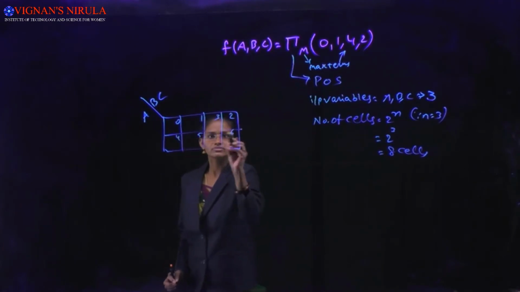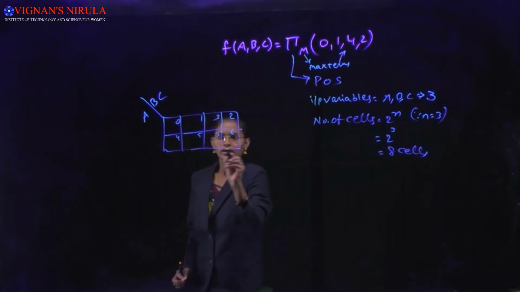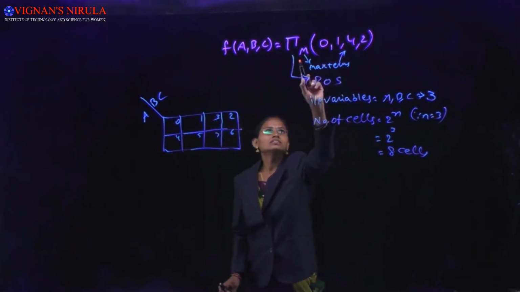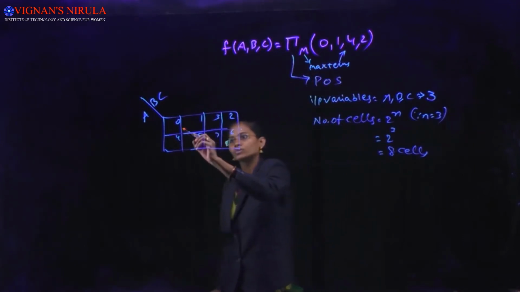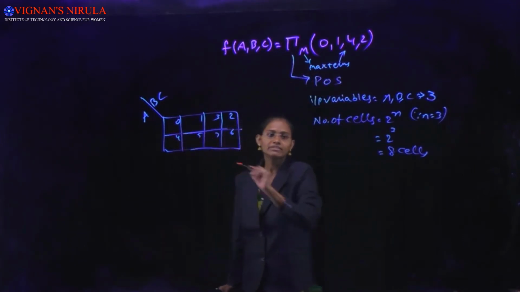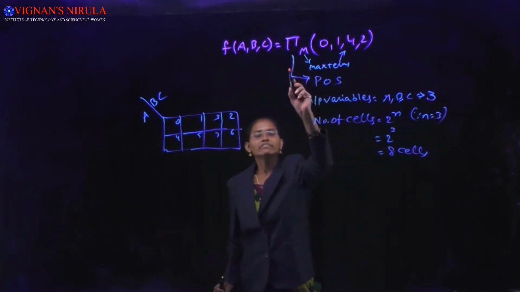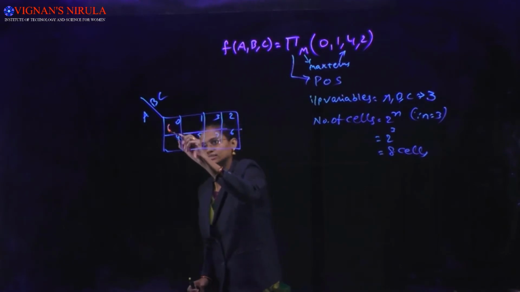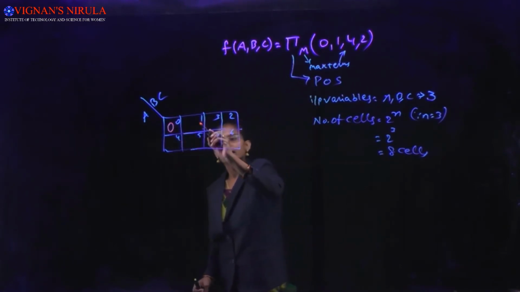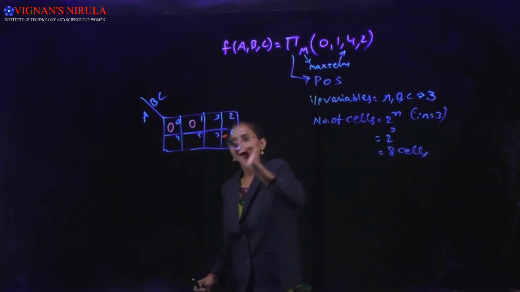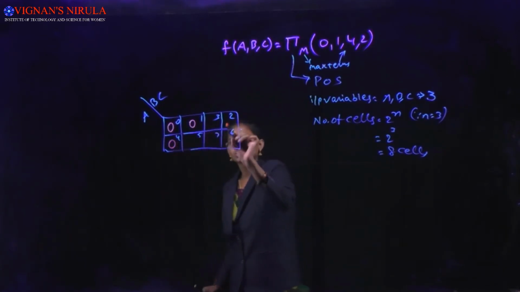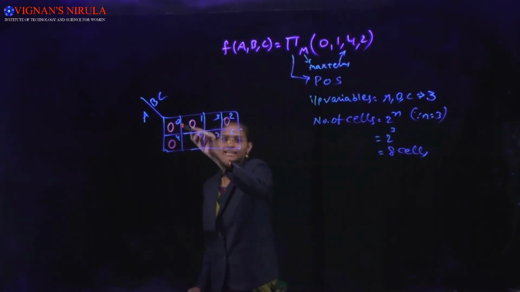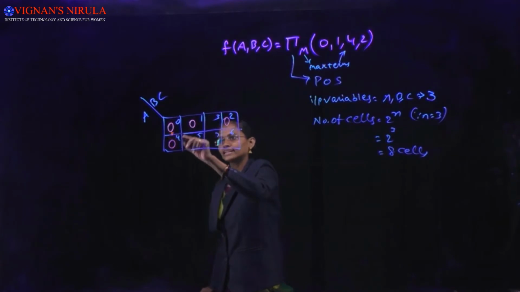Decimal numbers are 0 to 7. In the given problem, max terms are there. The first max term is 0. Here the cells are filled with zeros because the given problem is in POS form. The 0 cell is 0, and next the first, the fourth, and the second cell. The cells are filled with max terms, that's why I am indicating the 0.